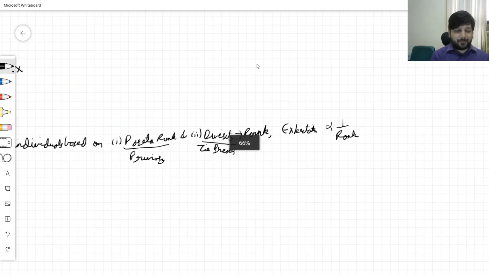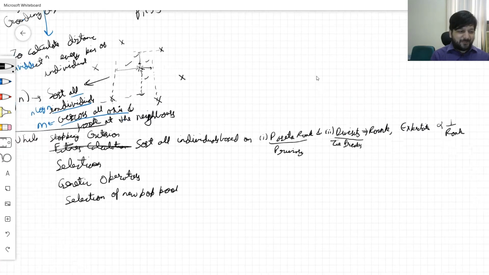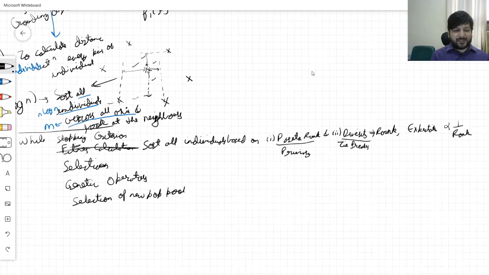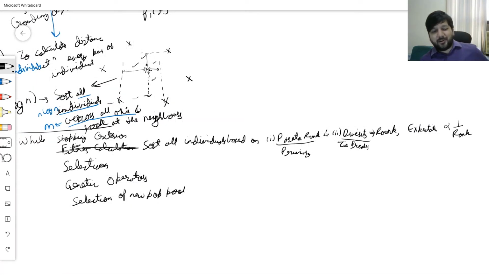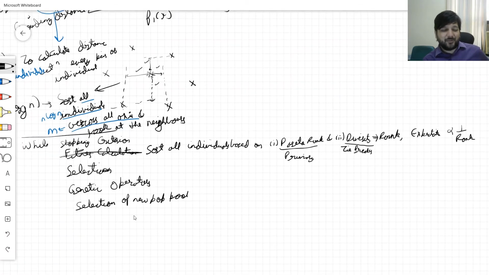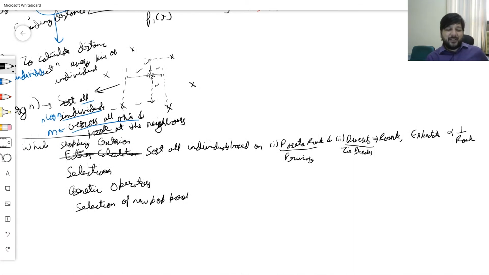So which one is a computationally expensive step? First I need to sort all individuals based on a primary criterion and a secondary criterion. That will give me a rank, that will give me expectation, inversely proportional to rank. We've seen that before in genetic algorithms. Then of course, once I've got the expectation value, I do a selection, genetic operators, and the new population pool, where for n individuals, this is O of n, this is also O of n, the way that I was doing it.